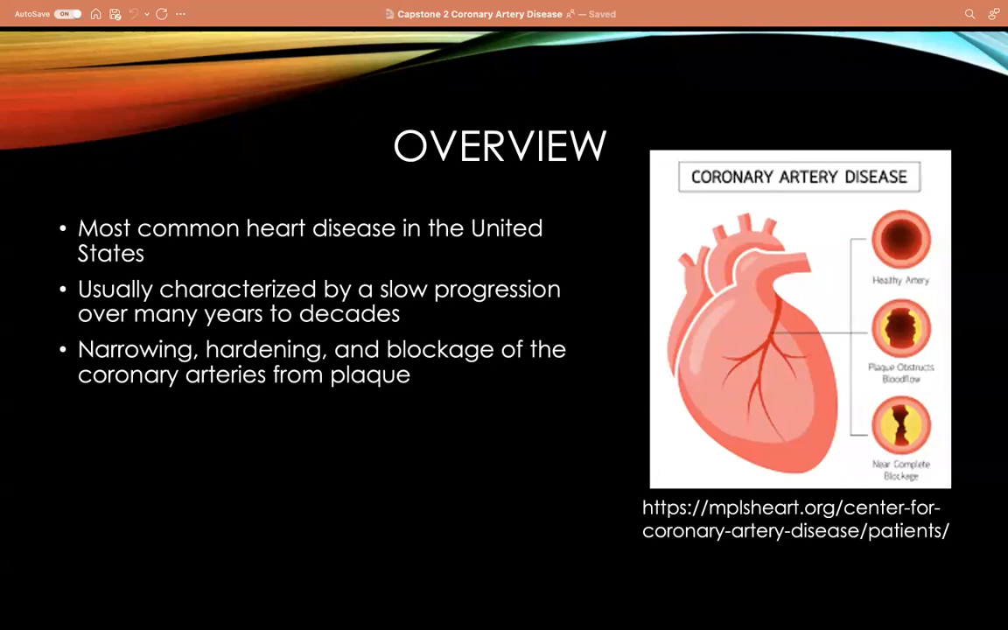So first, we're going to start off with a brief overview of what coronary artery disease is. It's the most common heart disease in the United States, and it's usually characterized by a slow progression over many years to decades, but it's important to note that it can also develop rapidly. It's the narrowing, hardening, and blockage of the coronary arteries from plaque. Plaque is made up of fat, cholesterol, white blood cells, and connective tissue, and the accumulation of all of these contributes to inflammation and the plaque buildup on the inside walls of the arteries.